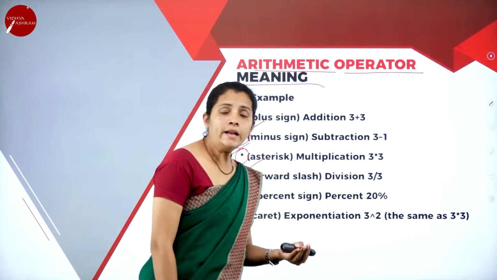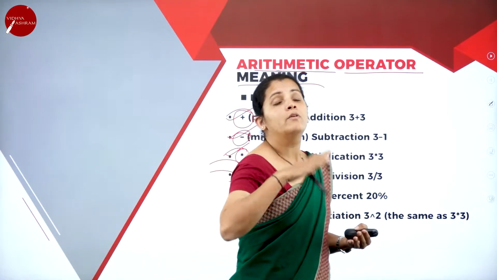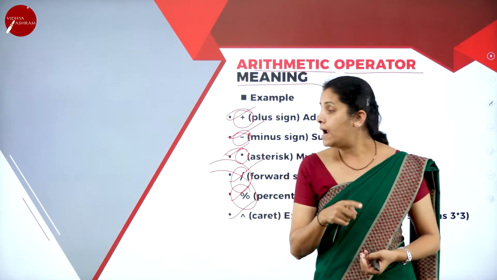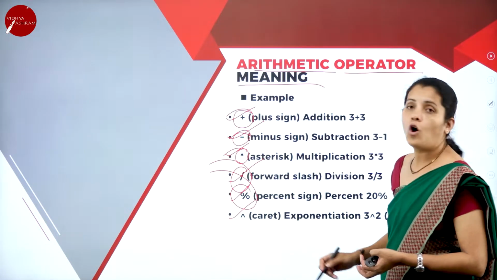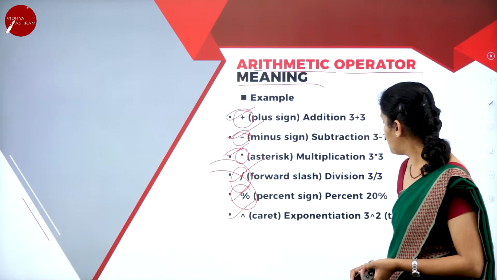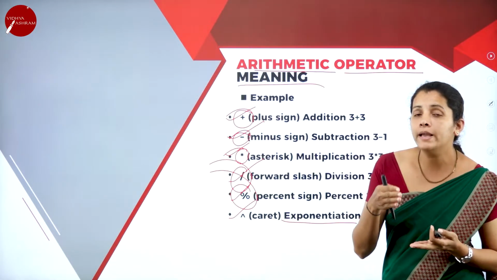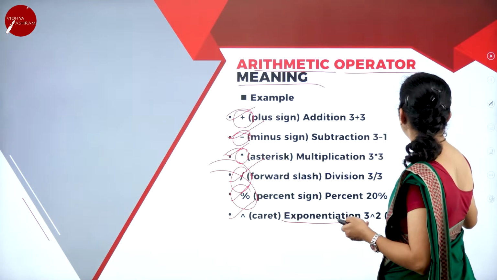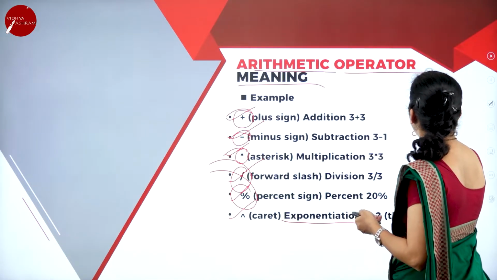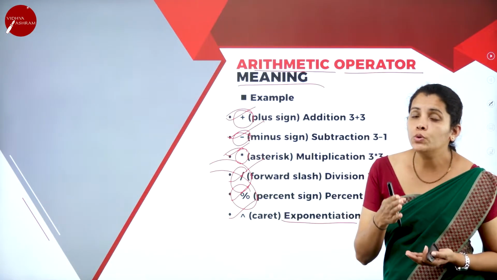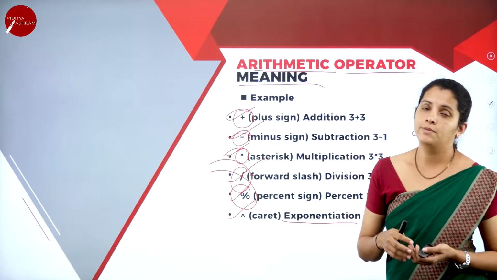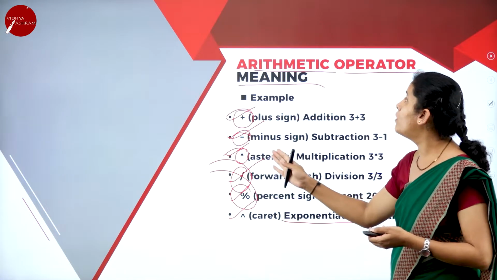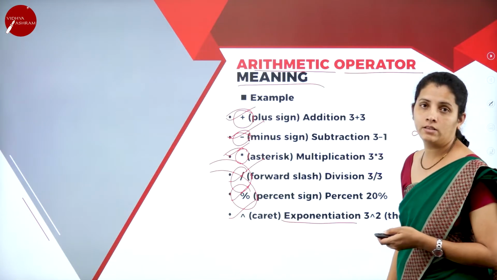And at the end, I can find the power of a given number. For that, I have the operator called caret. Here the caret is mainly used for exponentiation. That means if I want to write 2 to the power 2, I use the exponent operator. So this is an example of arithmetic operators.